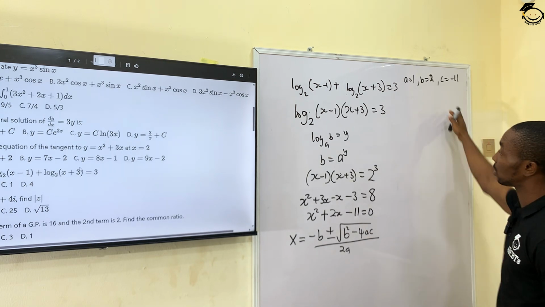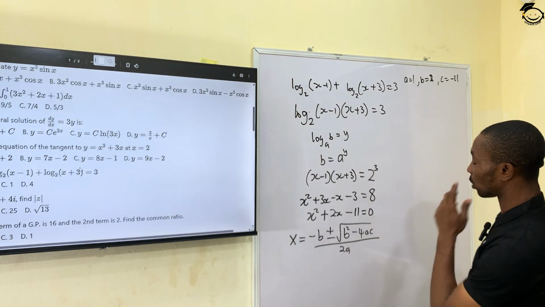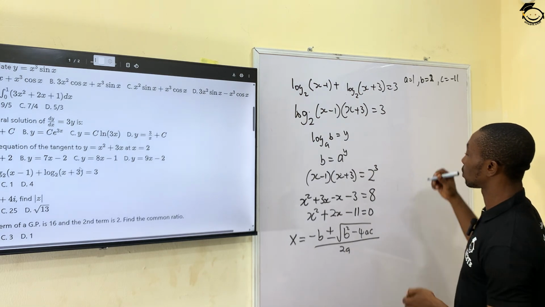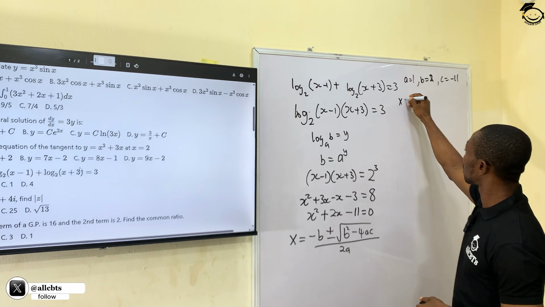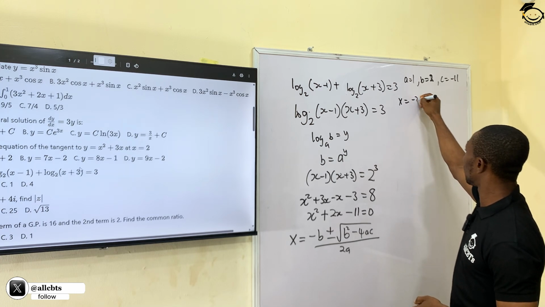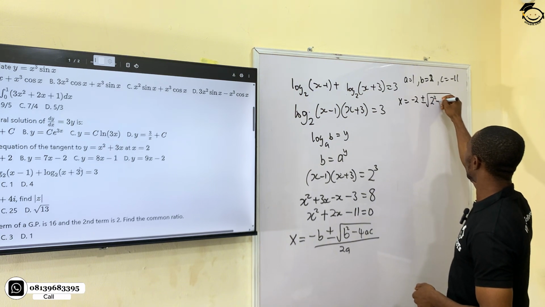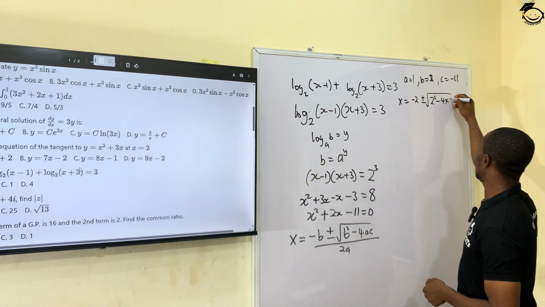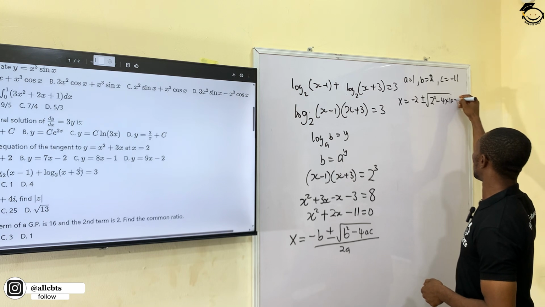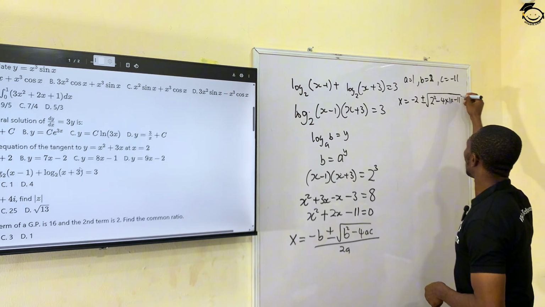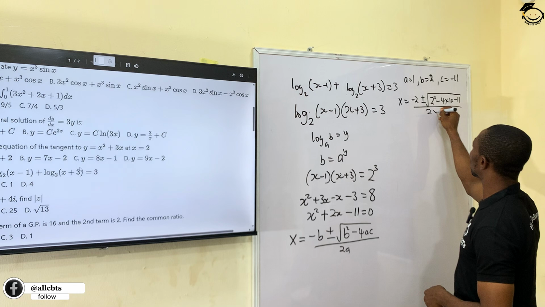Now substituting these values into our quadratic formula, this becomes x equals minus 2 plus or minus root 2 squared minus 4 times a 1 times minus 11, all over 2 times 1.